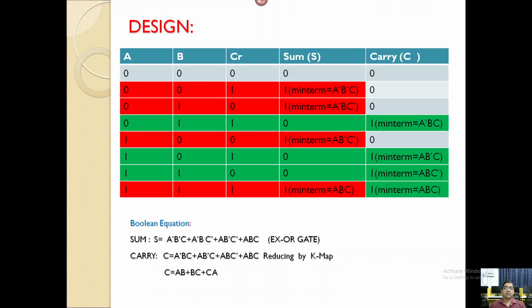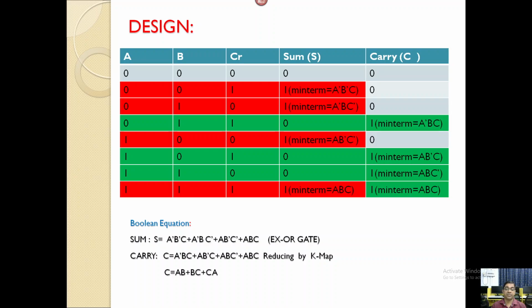Okay. Now to design this full adder, the corresponding sum and carry are obtained by performing the addition of A, B, and the carry input C. The sum column goes 0, 1, 1, 0, 1, 0, 0, 1. If we implement this truth table using the K map, the Boolean equation of the sum is S = A'B'C + A'BC' + AB'C' + ABC. That is the XOR gate.